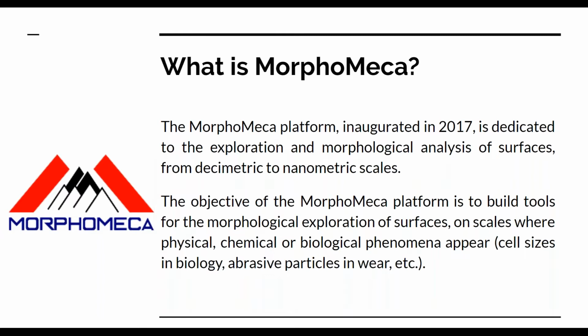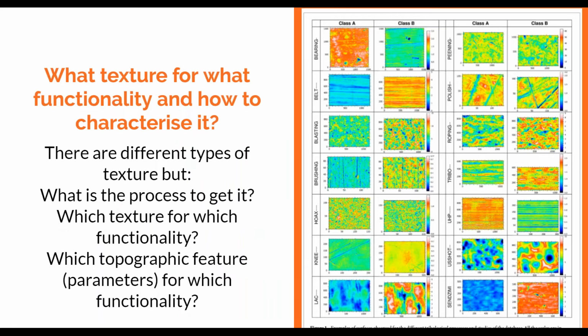The objective of the Morphomeca platform is to build new tools for the morphological exploration of surfaces at scales where physical, chemical, or biological phenomena appear. For example, there is, for biology, the cell size, for manufacturing, the abrasive particle, for wear, etc. So what texture for what functionality, and how do we characterize it? It's the main question we can ask.